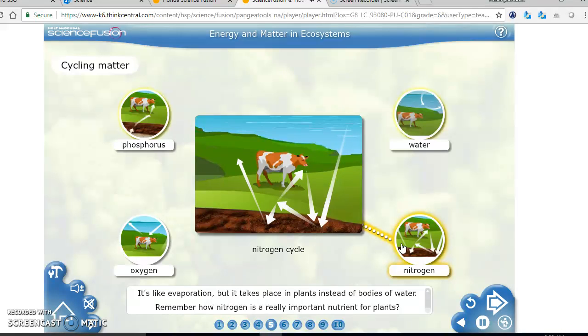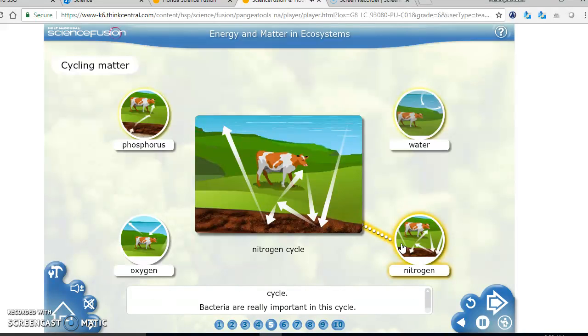Remember how nitrogen is a really important nutrient for plants? Well, it's pretty important for other organisms too. Nitrogen moves between organisms, soil, and the atmosphere in the nitrogen cycle. Bacteria are a really important part of this cycle. Bacteria in the soil take up nitrogen from the air, which plants can't use directly, and change it into a form of nitrogen that plants can use.